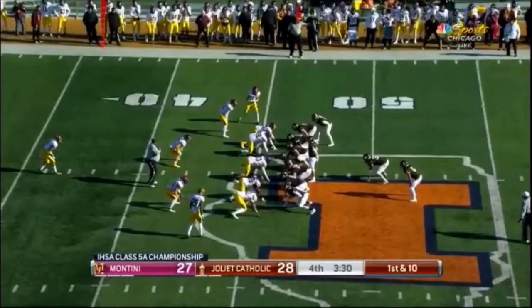This play is an example of the judgment line of scrimmage officials need to make between a defensive encroachment and a false start by the offense. In this case, we see the left defensive tackle in the neutral zone prior to the snap, nearly simultaneous with the offensive tight end moving.